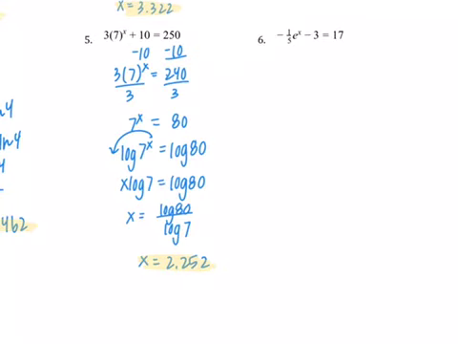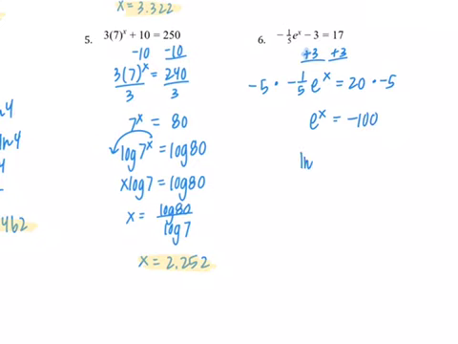All right, last one today, and I see a base e, so I'm thinking we're probably going to use a natural log on this one. I'm going to go ahead and add 3 to both sides, which gives me negative 1/5 e to the x power equals 20. I'm going to multiply by the reciprocal of negative 1/5, which is negative 5. That's going to give me e to the x equals negative 100.